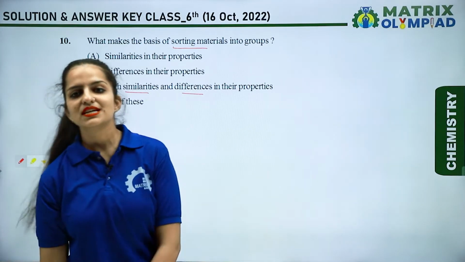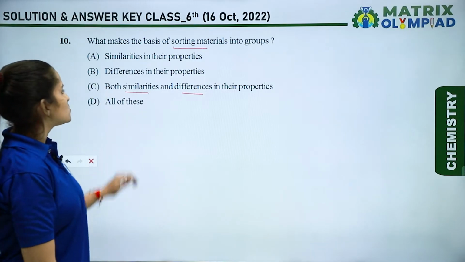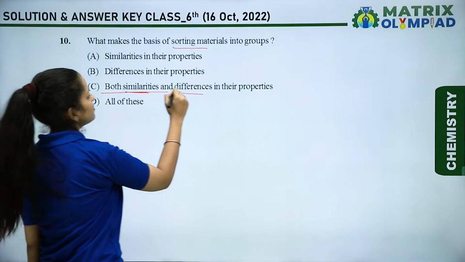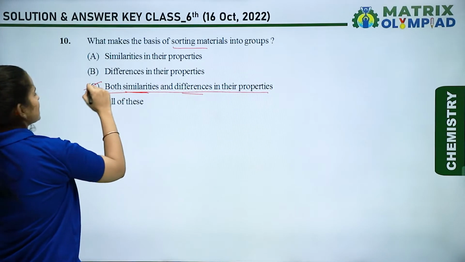For sorting materials into groups, the correct answer is both similarities and differences in their properties. So option C is correct here.